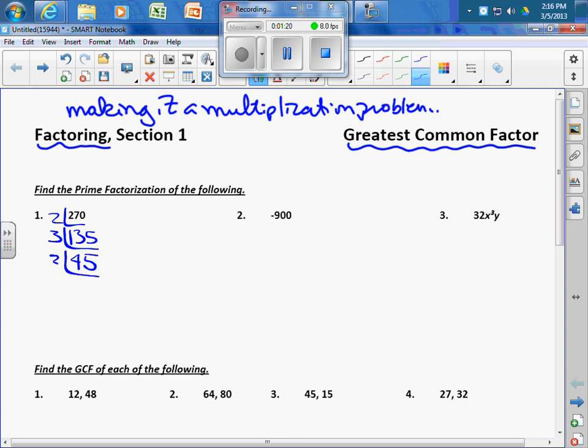I'm going to keep dividing by 3 until I can't divide by 3 anymore. And I end up with 5. So 270 is actually 2 times 3 times 3 times 3 times 5. And that's how I change it to a multiplication problem. There's your answer.